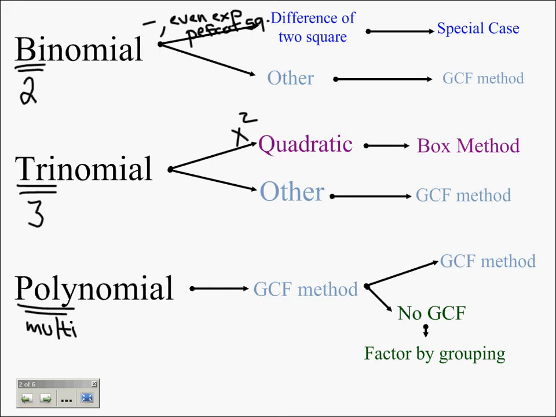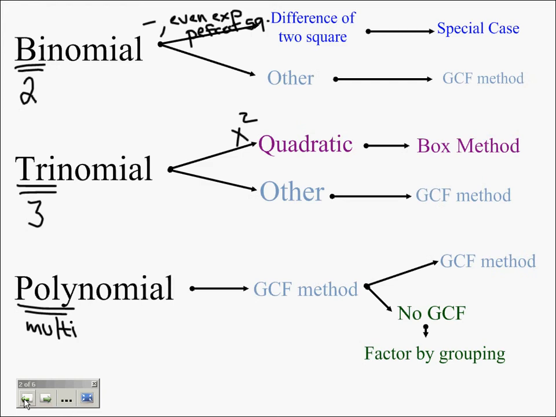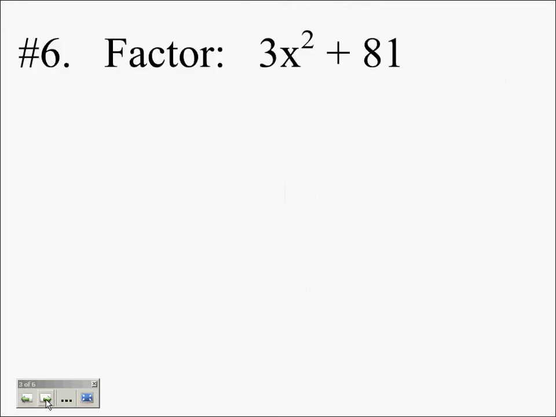So we're going to look at 4 problems from your assignment tonight to help give a better understanding of how to do this. The first one we're going to do is number 12. I notice that it has 3 terms, so that means it's a trinomial. I also need to decide, is it a quadratic or not? It is a quadratic because the highest term is x squared.